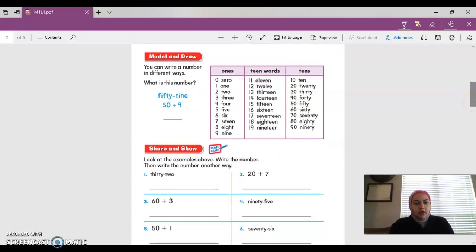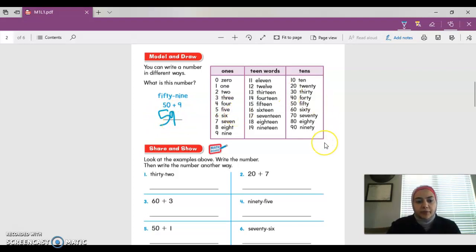Ooh, model and draw. You can write a number in different ways. What is this number? So we can write a number in word form, and in expanded form, and I think that's all we're focusing on today. Word form and expanded form. So word form is writing it in words. For example, the number 59 is written in words here, and then it's also written in expanded form. Remember, expanded form is when you see that plus sign. And then it says, what is a different way to write the number? Well, we can just write it the way we know how to write it, which is 59.